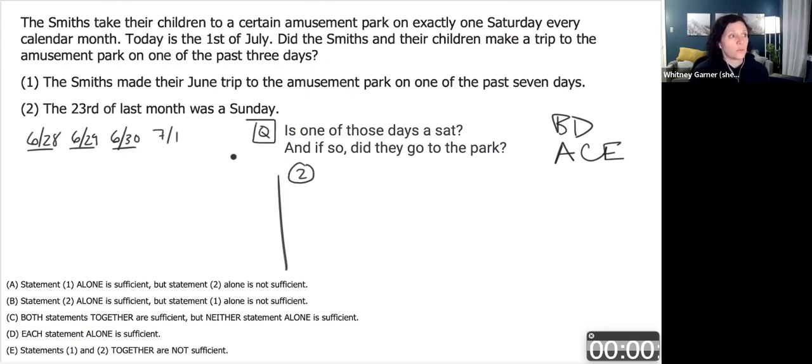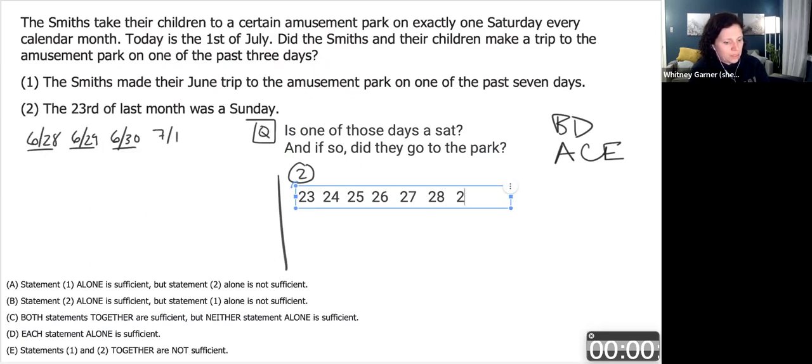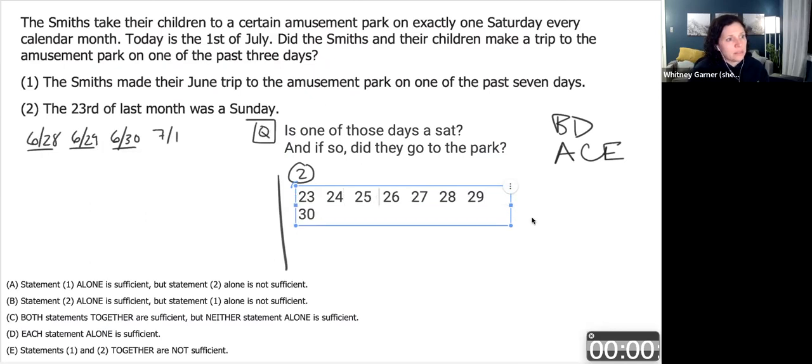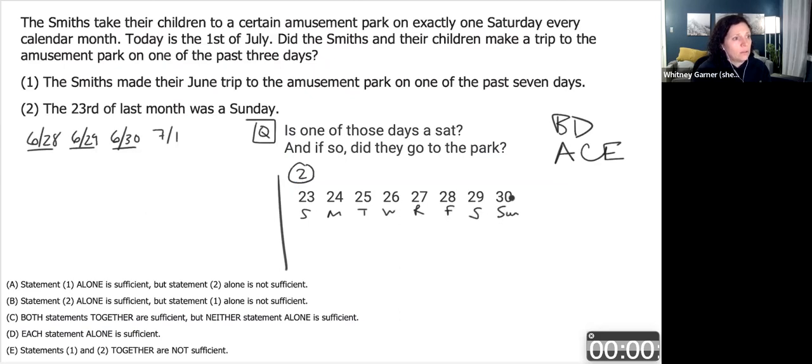So if the 23rd was a Sunday, okay, so we've got 23rd. I'm going to list out my days: 23, 24, 25, 26, 27, 28, 29, 30. So the 23rd was a Sunday. Monday, Tuesday, Wednesday, Thursday, Friday, Saturday, Sunday. So the 29th was a Saturday.